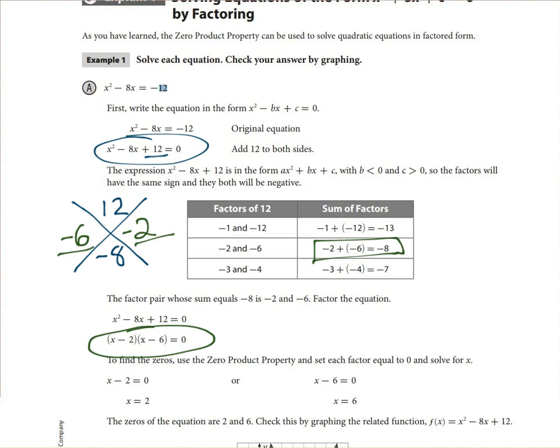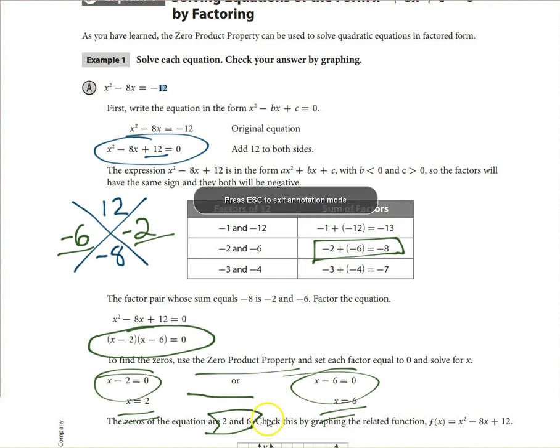And because we've made the equation equal to 0 in our first step, we can use the zero product property, where we say that if x minus 2 times x minus 6 is equal to 0, then either x minus 2 must be equal to 0, or x minus 6 must be equal to 0. In order for x minus 2 to equal 0, x would have to be a positive 2. In order for x minus 6 to be equal to 0, x would have to be equal to a positive 6. And so those would then be the zeros of that equation, and therefore they would solve that original equation that we started with. Okay?